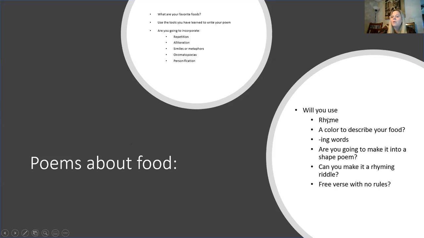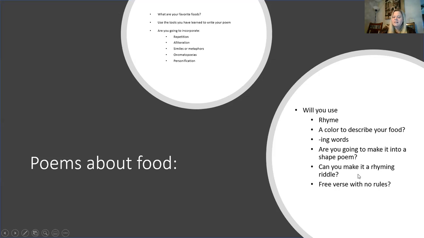And if you don't want to rhyme, maybe you just want it to be a free verse where there are no rules. Think about a color that you would think would describe your food, and maybe you can use color in your poems. Or "ing" words, all of those verbs. Are you going to make a poem with food and put it into the shape of that food? Maybe you could do a hinky pinky, like those rhyming riddles that we just did not too long ago.